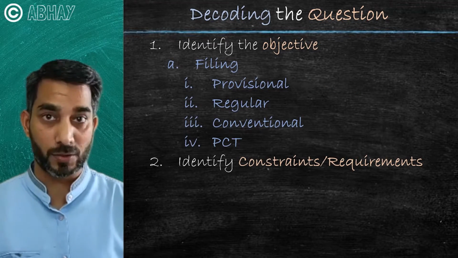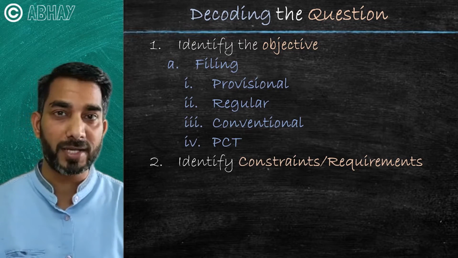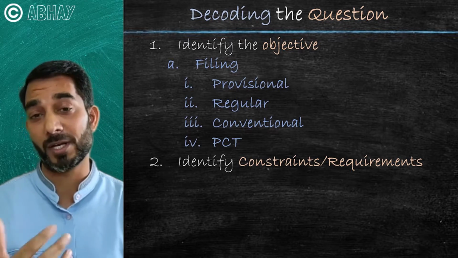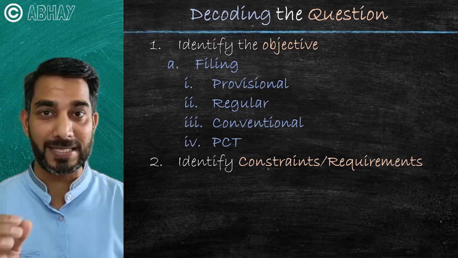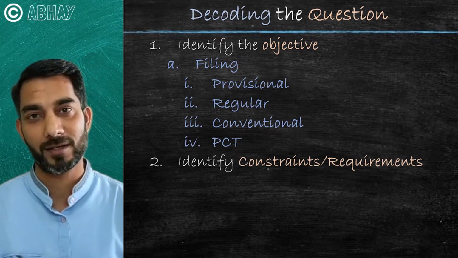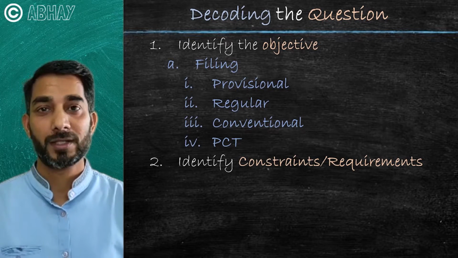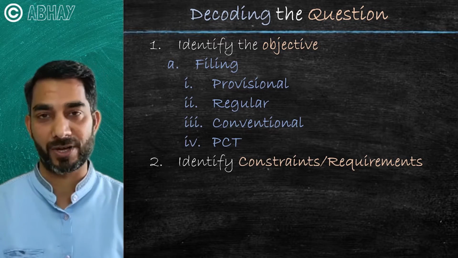Now, as we discussed, the objective could be filing. What kind of filing? It could be a provisional filing, a regular filing, a conventional filing, or a PCT filing. Videos are available detailing each of these concepts on this channel. Please go through them. Now you may ask, what could be the constraints and requirements?